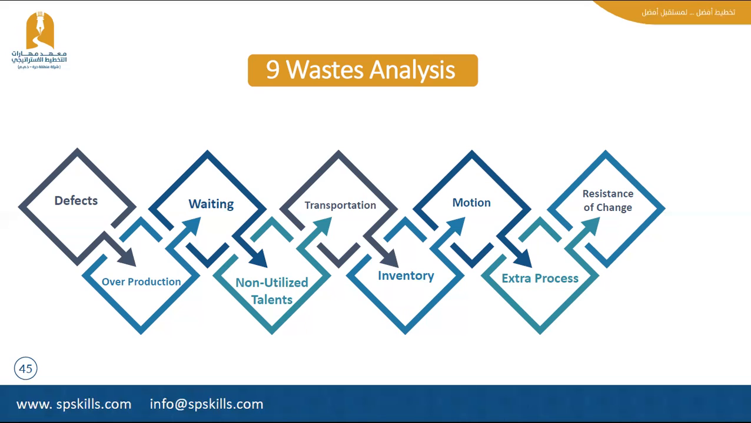Number 2, overproduction. Overproduction means you produce more than your customers require, which means you will put it in your stores. You don't know whether you will sell it or not. If you don't sell it, you lose the costs of the operation and the costs of raw materials. But if you sell it, you will sell it late, you lose the value of these materials, and you might sell it at a lower price.